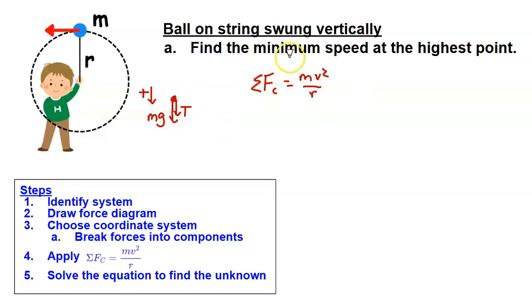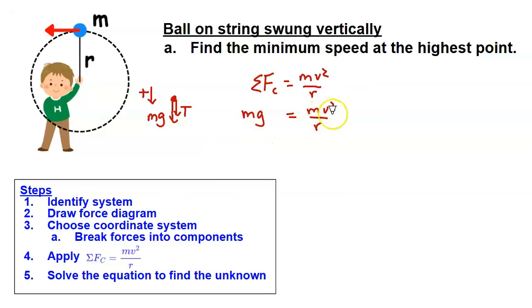When we're looking for the minimum speed, that's when we set the T to 0. So if we set the T to 0, we just end up with mg equal to mv squared over r. We could pull it with a greater force, but then it would go at a greater speed, and we're looking just for the minimum speed. So we're setting that tension force to 0.